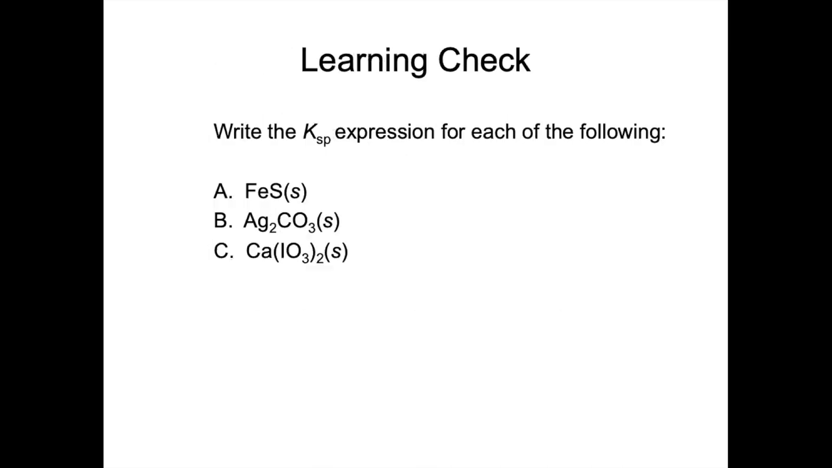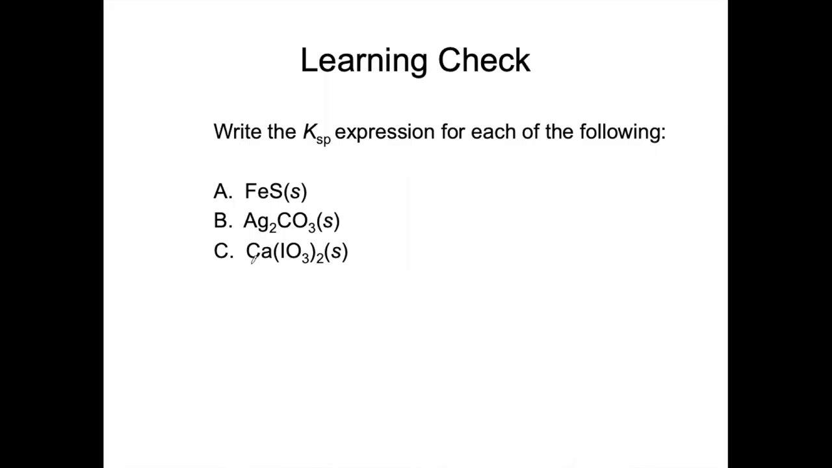So before we get into dealing with those actual numbers, let's practice writing out Ksp expressions. Let's take each of these solids, these insoluble salts, so to speak, and try writing out equilibrium expressions for them. What I recommend first is to write out the actual equilibrium. What does iron 2 sulfide split up into? Then do that for our silver carbonate here and our calcium iodate. Feel free to pause this video for a second and try this out on your own. But if you're struggling with it, I'll walk you through it.